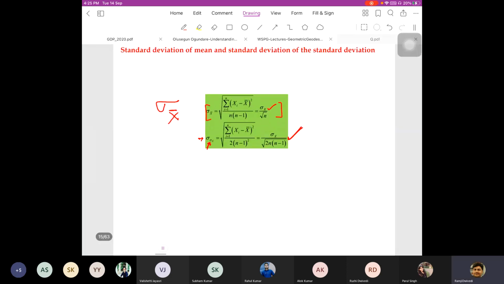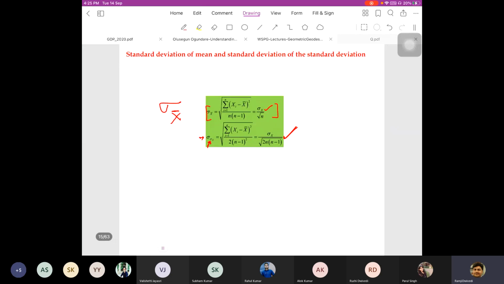So we are asking two questions: standard deviation of mean and standard deviation of standard deviation.